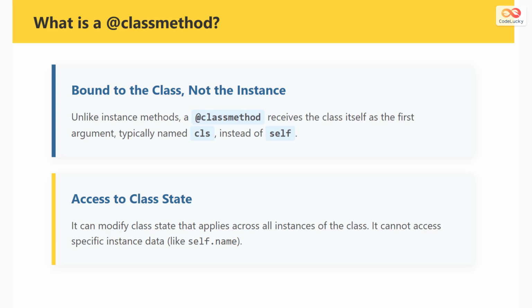Now, let's talk about the class method decorator. A class method is different because it is bound to the class itself, not an individual instance object. Instead of self, its first parameter is the class, which we conventionally name CLS. This gives the method access to class-level data, but not instance-level data.